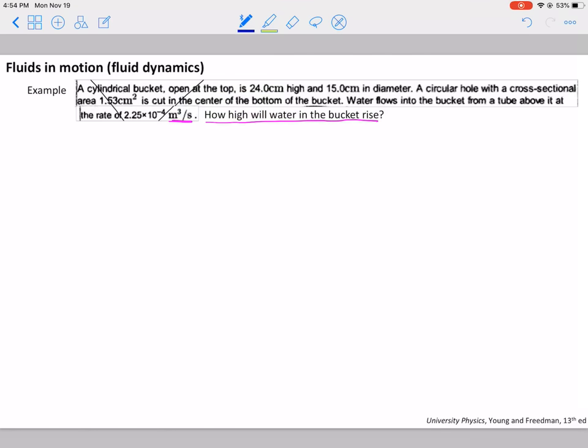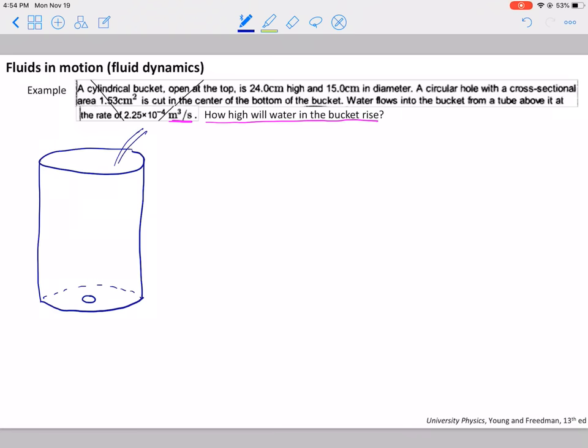So, a quick diagram. Cylindrical bucket, something like that. And that is not good at the bottom. Let me try that again. Still not good, but you get the idea. And there's a little hole there in the bottom. So there's fluid that's going in at the top, and then there's going to be fluid that's coming out of the bottom.